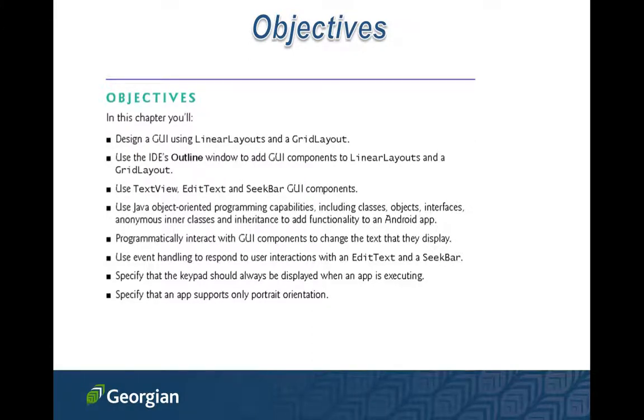Okay, so we're going to talk about linear layouts and grid layouts. We're going to talk about the outline window and all that kind of stuff a little bit more. We kind of saw it last week, and we're going to go more into that today. We're going to talk about how to use a text view and edit text, seek bar, all the things you might want to use for your project a couple weeks from now. So how we can do interactivity between those components.